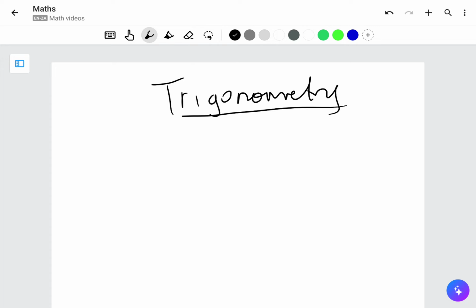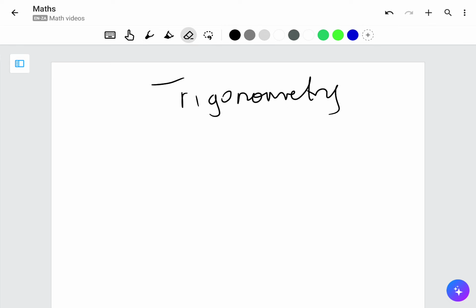So in trig, we're going to be focusing on what we call trig ratios. We're going to have a look at right angle triangles. Yes, right angle triangles are back. We remember right angle triangles from grade 9.